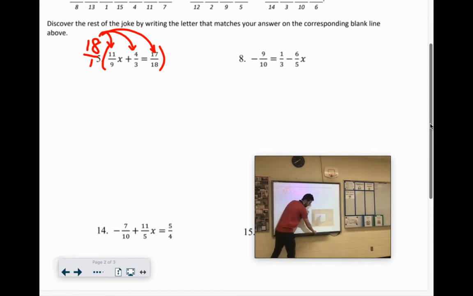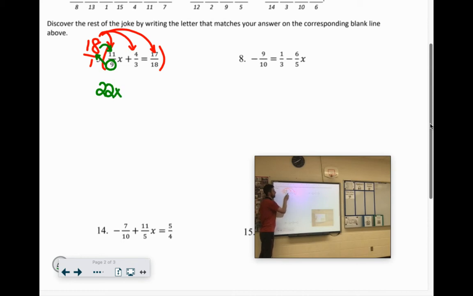But the way I like to do it is I like to work backwards. I start in the denominator and I say, how many 9s go into 18? And that would be 2. So we take that 2 and multiply it by the numerator. 2 times 11 would be 22x. Okay, we have the x there.